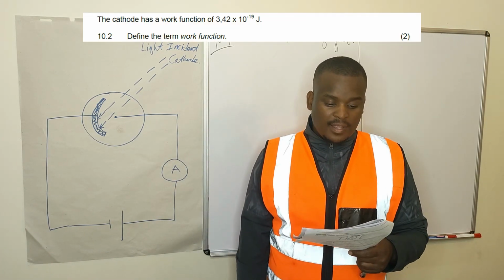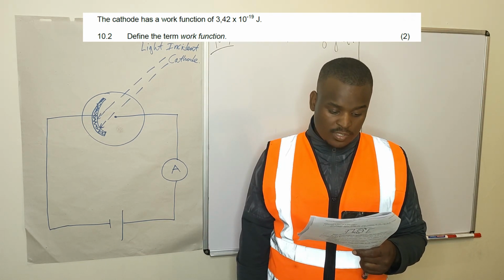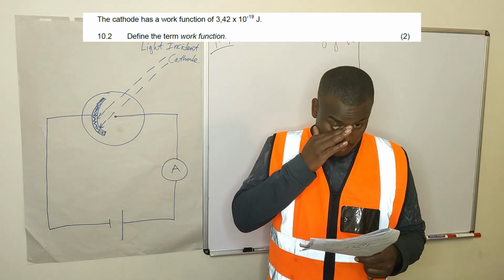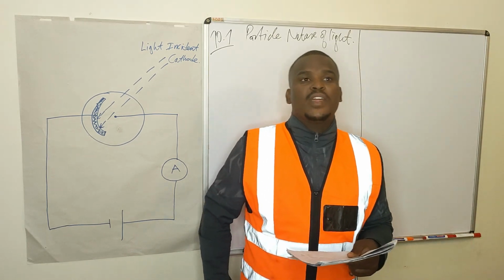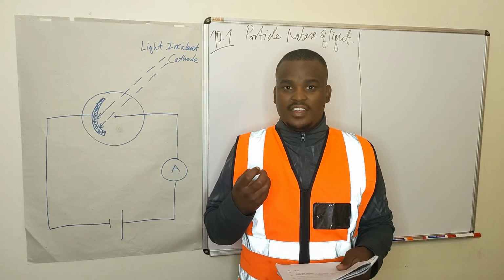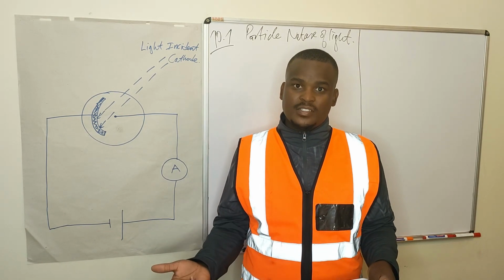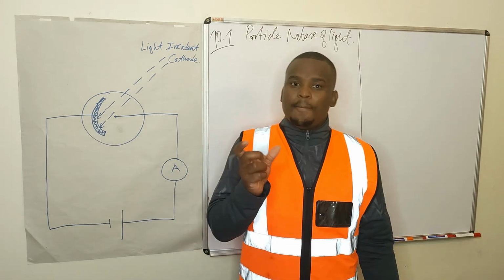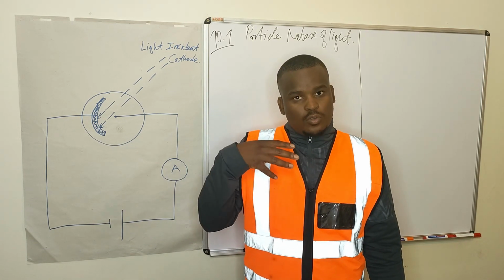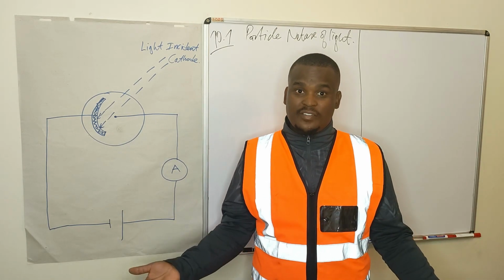So let's go. The cathode has a work function of 3.42 times 10 raised to negative 19 joules. Question 10.2, define the term work function. What is a work function? So a work function is the minimum energy the incident photon should carry in order to emit or eject electrons from a metal surface. That's what it is. So it is the minimum energy the photons of the incident light need to carry to be able to knock off electrons from a metal surface.